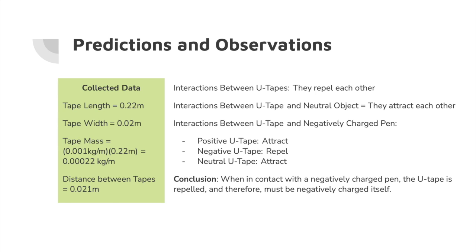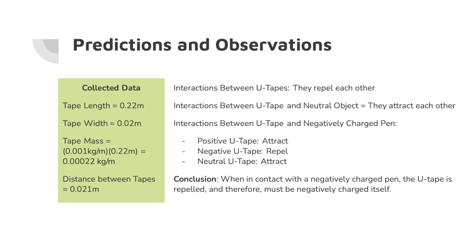Moving forward, we observed that the two U-tapes repelled each other, whereas one of the U-tapes and a neutral object, in this case a book, were attracted to one another. Furthermore, given a situation of a negatively charged pen, we predicted that if the U-tape were positive, it would be attracted to the pen. Similarly, a neutral U-tape would also be attracted to the pen. A negatively charged U-tape, however, would be repelled from the pen.